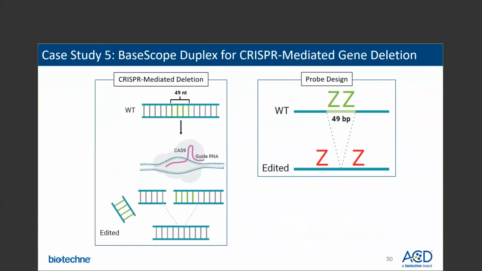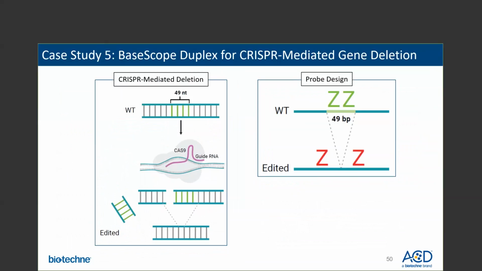Lastly, I wanted to share with you one of the examples for CRISPR-mediated gene deletion using our BaseScope Duplex platform. The aim here was to detect cell-specific Cas9 guide RNA in tissues, as well as to detect CRISPR-edited transcripts in the same tissues.